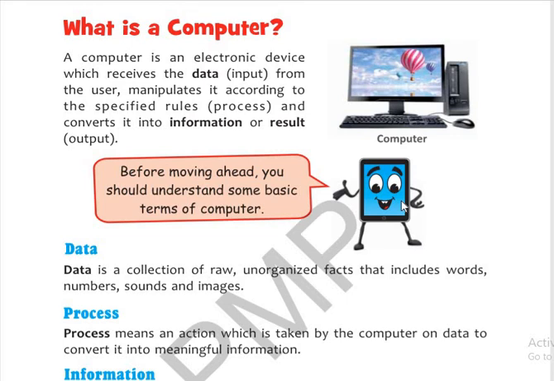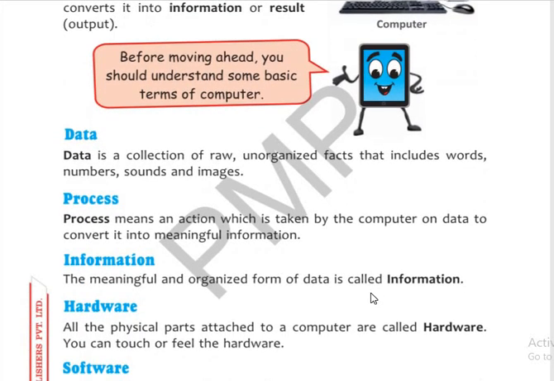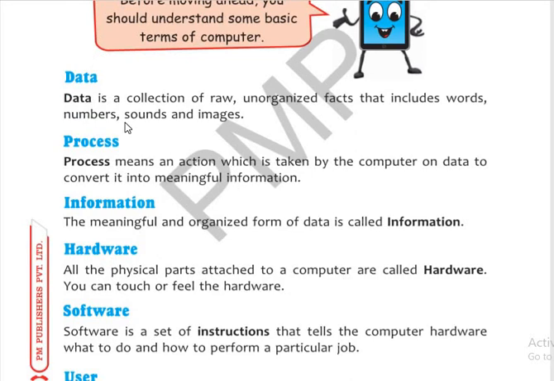So let's see some basic terms of the computer. The first is data. Whatever we are giving to the computer is just raw data. For example, if I say 1 2 3, it is a raw collection or an unorganized fact. It doesn't make any sense what 1 2 3 is, but if I add roll number 1 2 3, it will make meaningful information. So data is a collection of raw unorganized facts that includes words, numbers, sound and images.